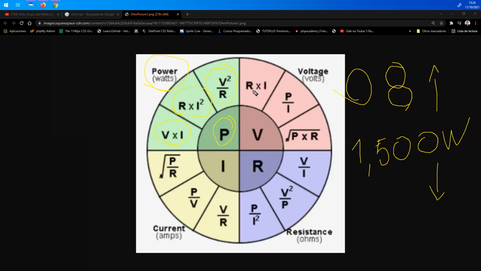As for the voltage, take a look at this. We have resistance multiplied by current.